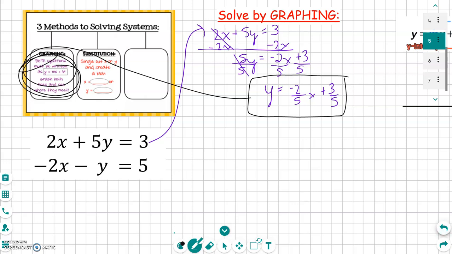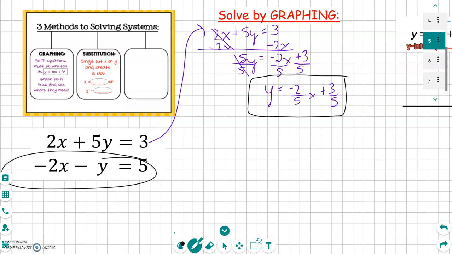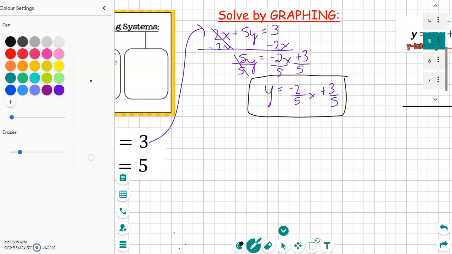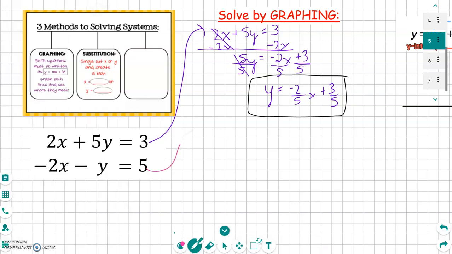Alright, so we got that one done. We need to take a look at the second equation. So let's go ahead and put that one in the correct form. We started off with negative 2x minus y equals 5. We add 2x on both sides to get y by itself. You end up with negative y equals 2x, I'm sorry, this should have been an x. So negative y equals 2x plus 5.